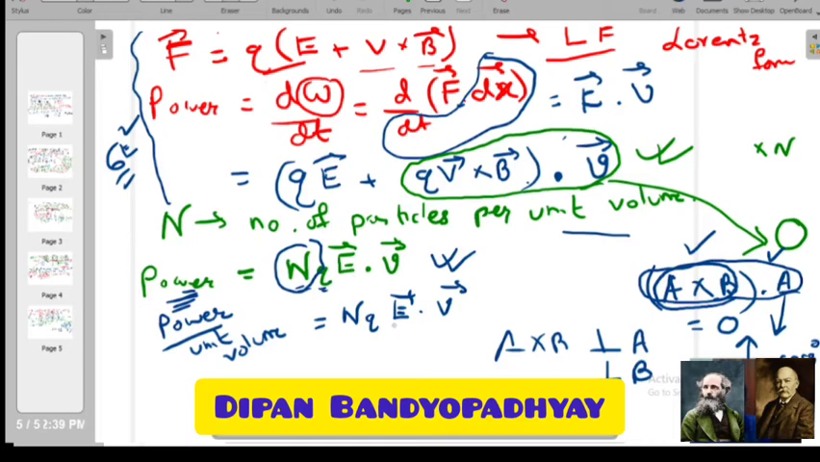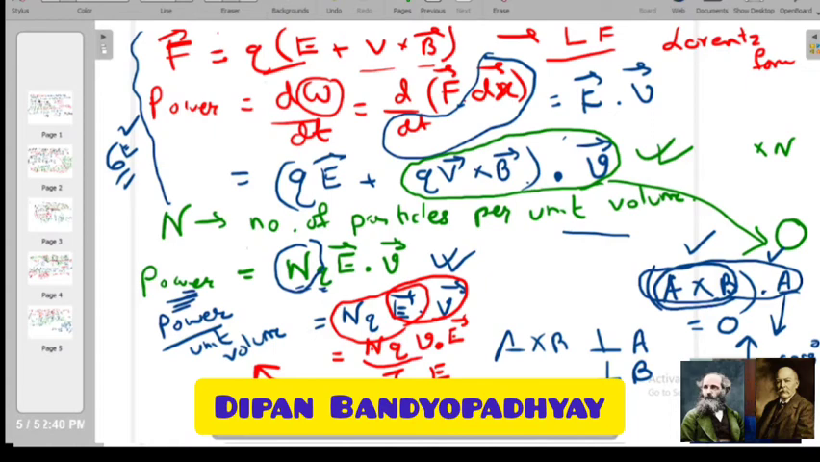Now nqv we can write as nqv dot E. Just simply these two vectors I have interchanged, I can do that due to the commutative property. So nqv is basically your J, the current density, and J dot E is basically your power per unit volume.